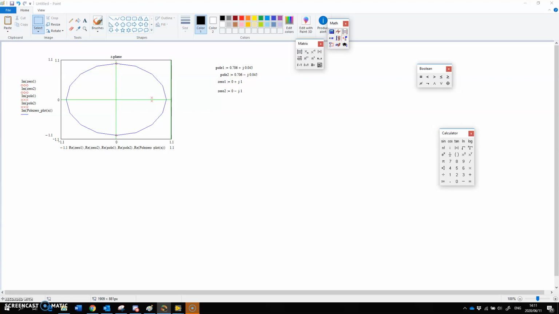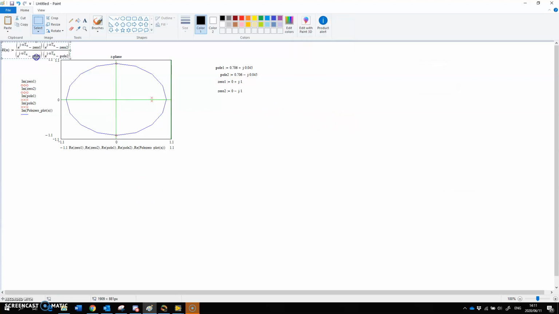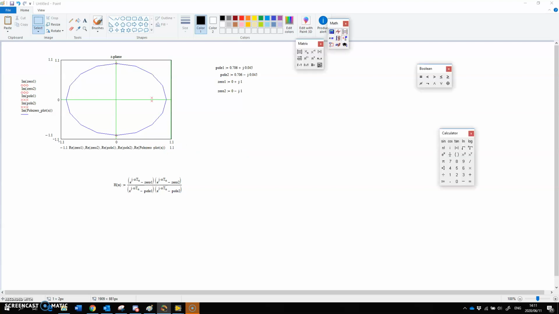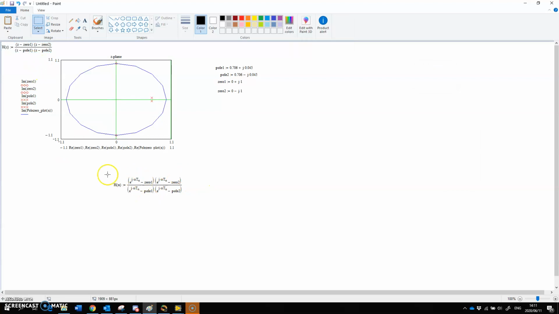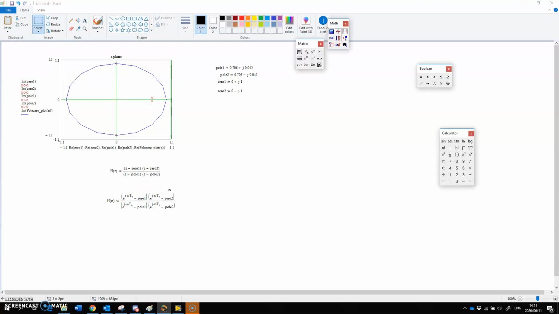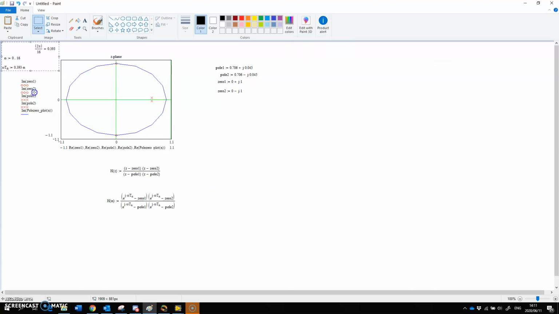So the next formula we're going to use is to replace the z's. Remember the equation for a z transform looks like this. This is the formula for a z transform. Now what we do is we replace the z's with e to the power j wTn, where wTn is going to be this part here. I'll just explain that part now.